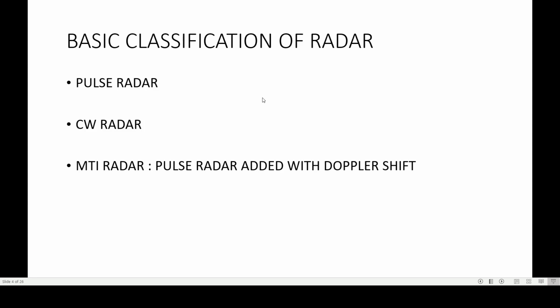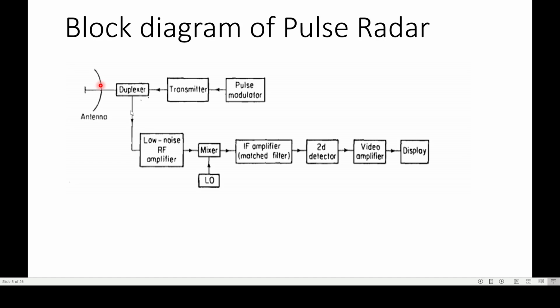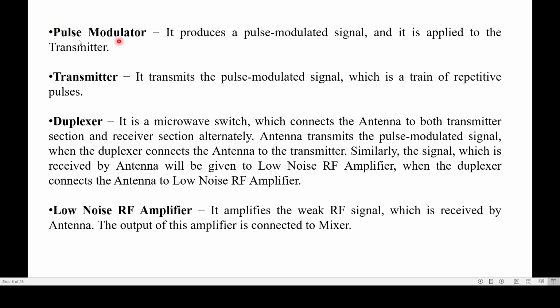So we have gone through different types of classification, like pulse radar and continuous wave radar. We have learned the pulse radar block diagram. Then we discussed various components in the pulse modulator, pulse block diagram.